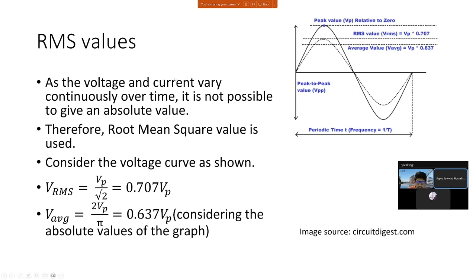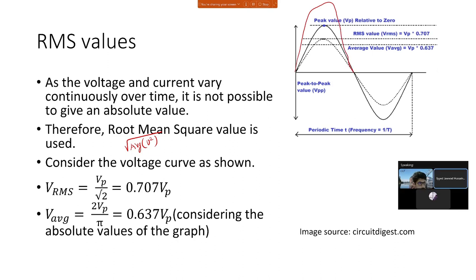As the voltage and current are varying, we cannot give an absolute value for voltage at this instant. So instead, we commonly use the root mean square value. Root mean square is a statistical method. It's the square root of the average of the square. So let's say I'm talking about root mean square voltage. I take U squared at every instant, so that U squared will be much larger.